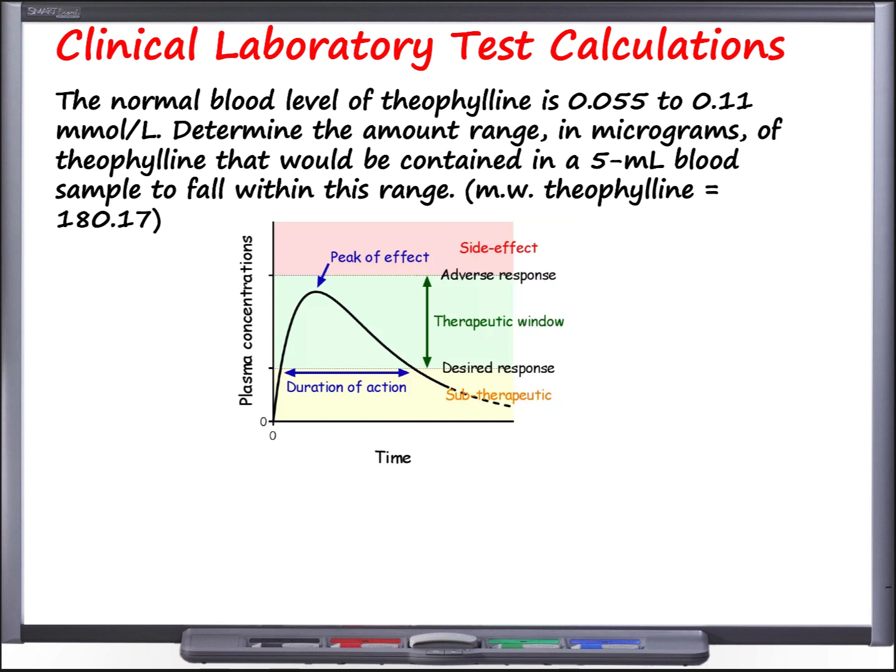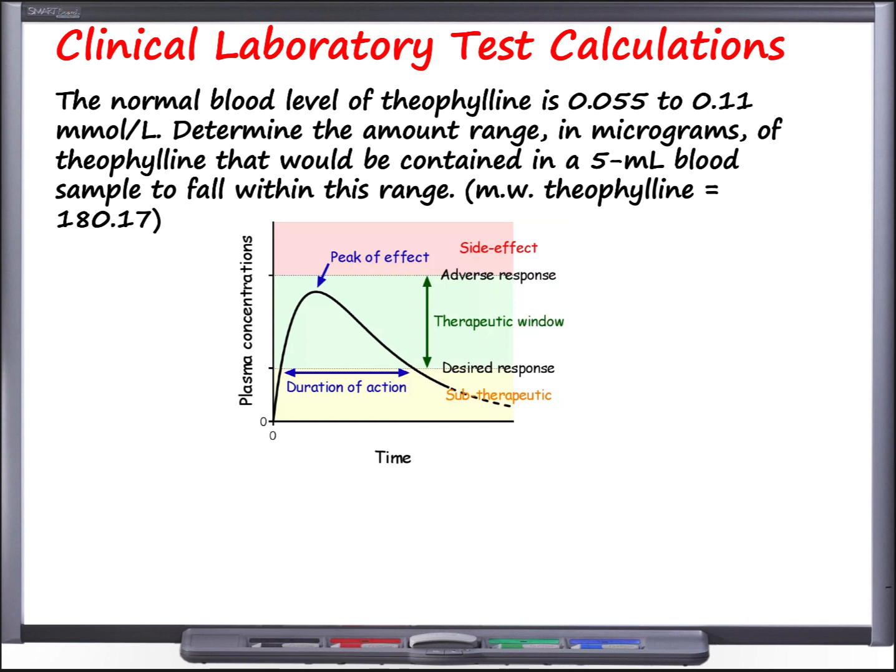So the difference between the desired concentration we want and the adverse concentration, where we don't want to go above, that is called the therapeutic window. We want our drug levels to stay within this therapeutic window. And we just said for theophylline, normal blood levels that we'd like to see are from no less than 0.55 to no more than 0.11 millimoles per liter. That's the units that the concentration gives us in the question.